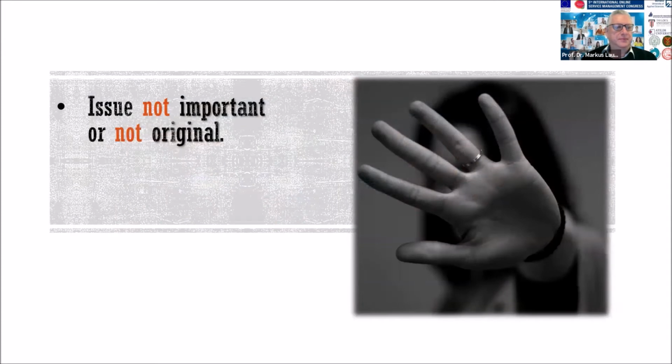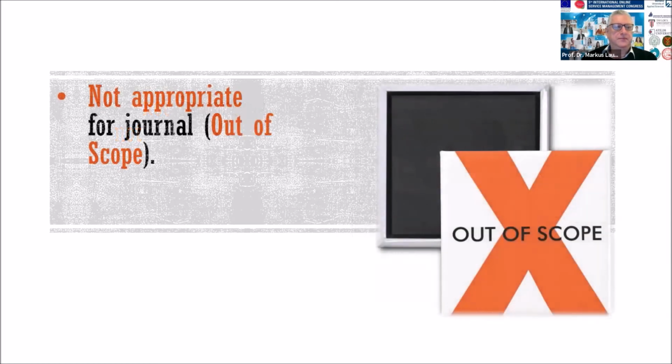One of the reasons is that the issue is not important or not original. Maybe the problem that you want to address is no longer of interest to the audience of the journal. Not original means the journal already published a lot of such articles. Another reason is that it's not appropriate for the journal, it's out of scope: the manuscript doesn't fit within the scope or objectives of the journal.